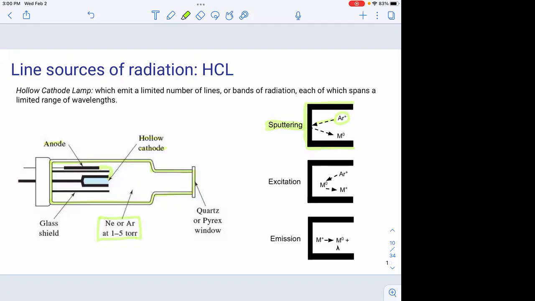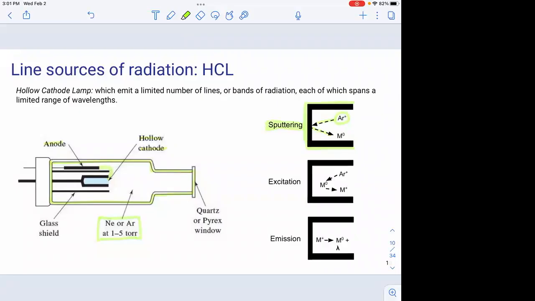It's going to dislodge metal from the hollow cathode, and it just so happens that when we are doing an absorption measurement, we are going to have a hollow cathode made of the metal for which we are trying to make a measurement. Okay, so for example, if I wanted to measure the amount of calcium in my sample, I would make sure that there was a coating of calcium on the hollow cathode in my hollow cathode lamp. All right, so the result is that you dislodge some metal from that hollow cathode.